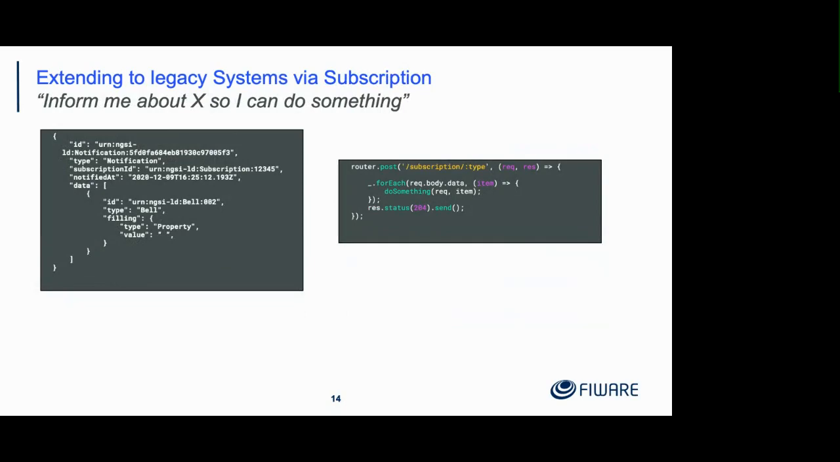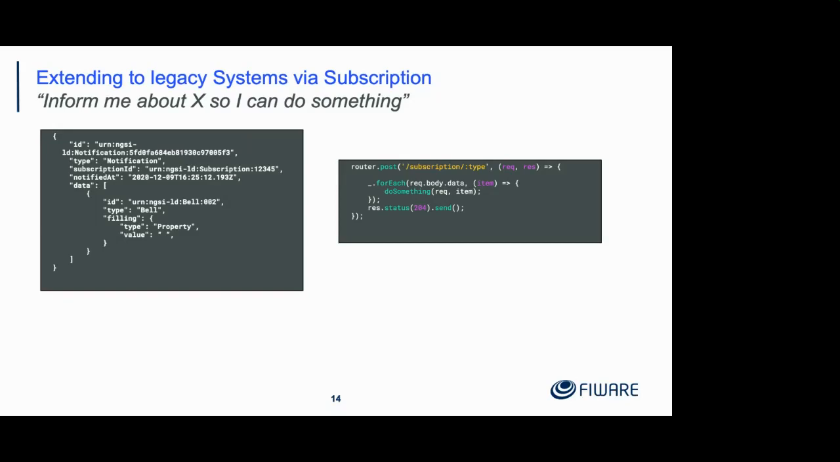Finally, you can do the same thing with subscriptions. Event-driven NGSI: inform me about X so I can go off and do something. This is usable by all sorts of systems, and is particularly useful when you're going across data barriers. You can see there the format of a subscription, which has got the entities involved and the attributes you have requested.